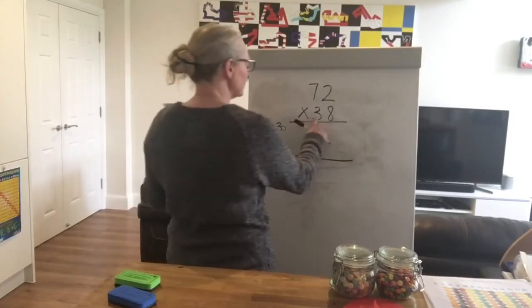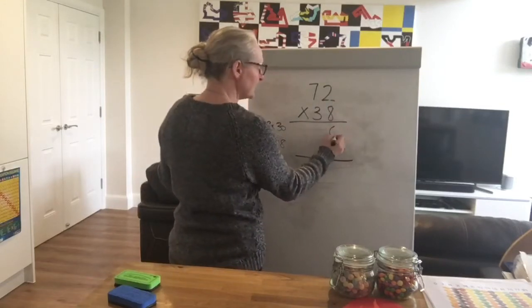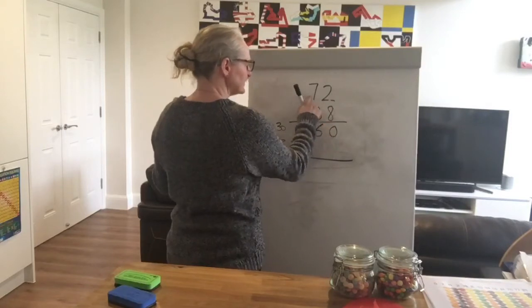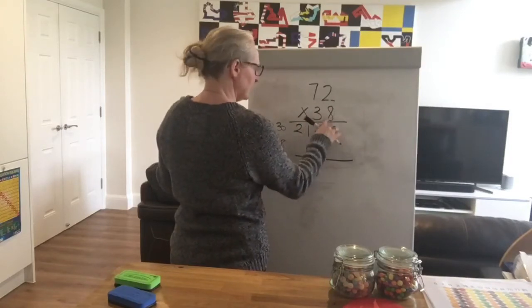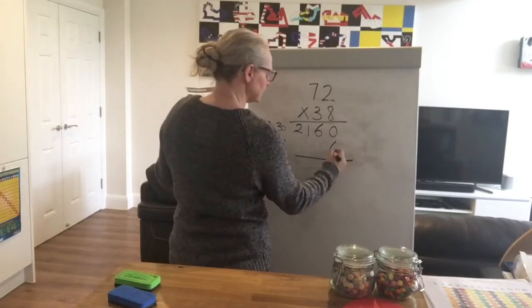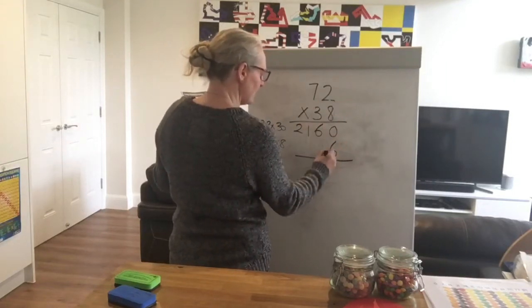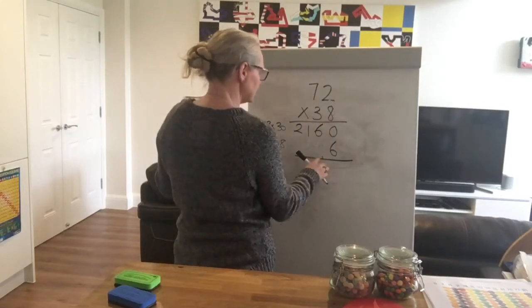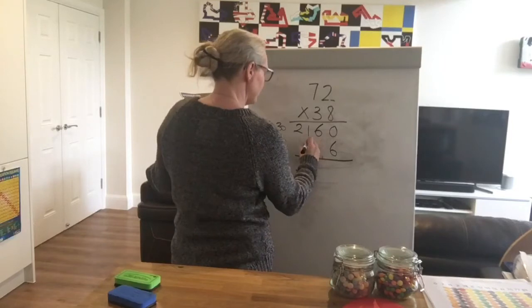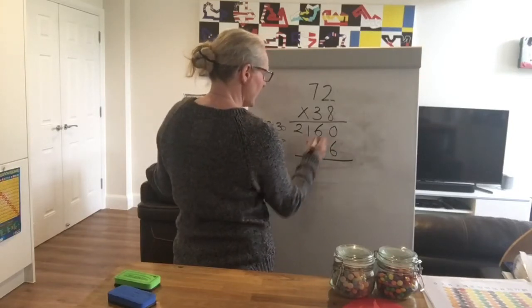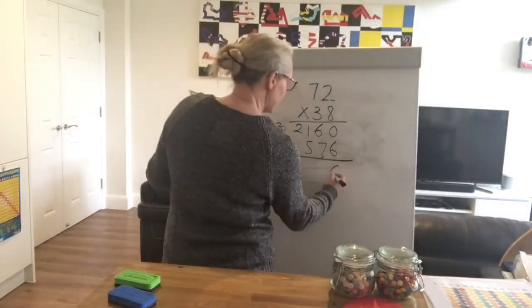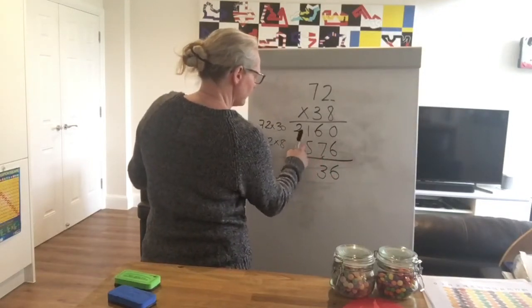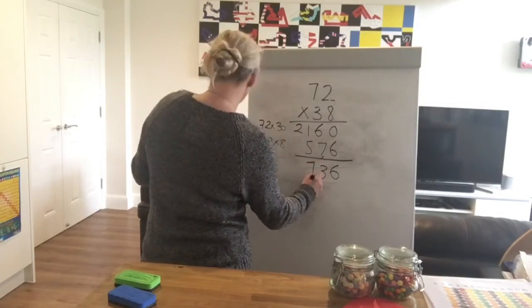Okay, so 72 by 30, I put my 0 in, and then I multiply by 3. 3 2s are 6, 3 7s are 21. 8 2s are 16, I have to carry my 1, I'll put it here. 8 7s are 56, plus my 1 is 57. I strike that off. And then I add the numbers together, I get 6, I get 13, I carry my 1, I get 7 and 2.